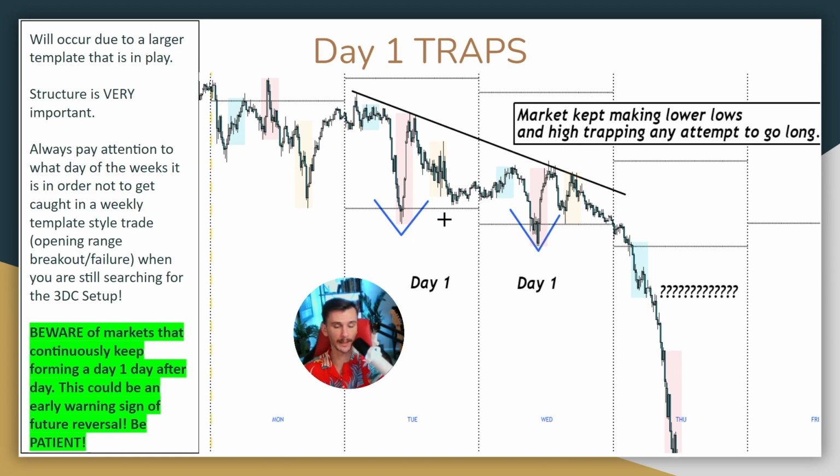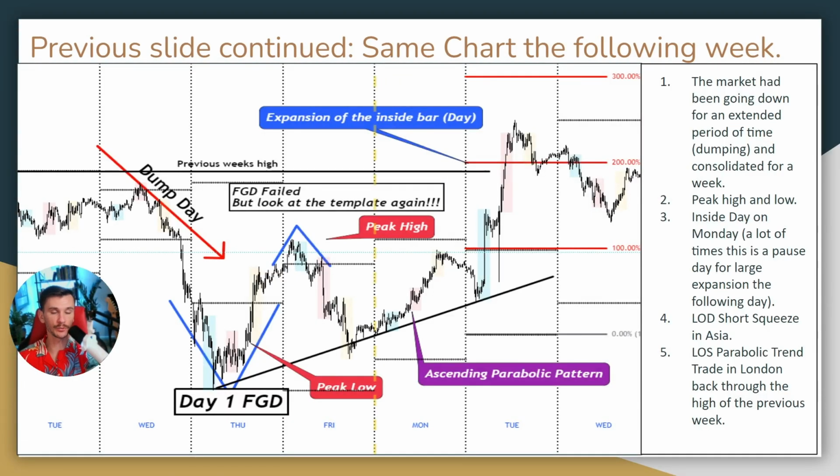That's a 3-day setup. Day one, and then you just question mark yourself as you watch it go straight down because you're expecting the higher high, but they never gave the higher high. They were only making lower lows and lower highs, so structure is always very important to me. So although that is a day two trap, it could also be an early warning sign for reversal.